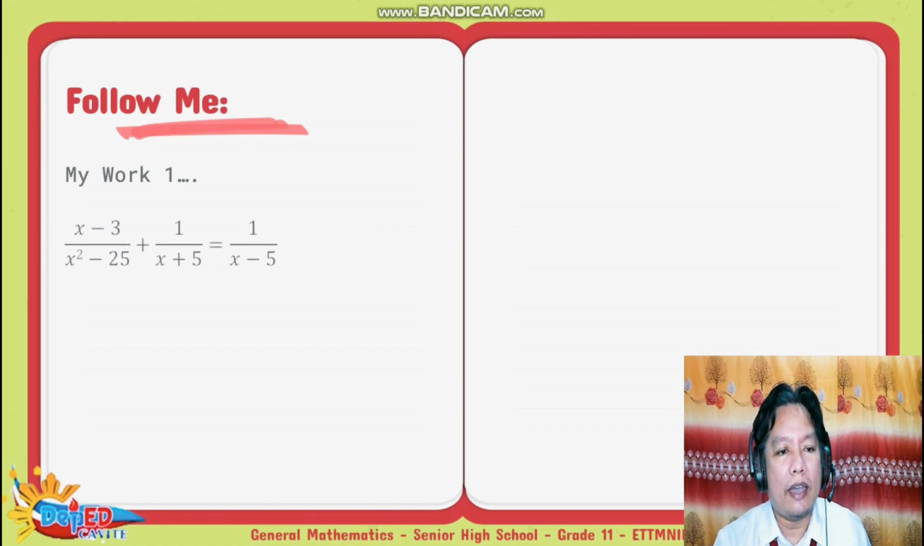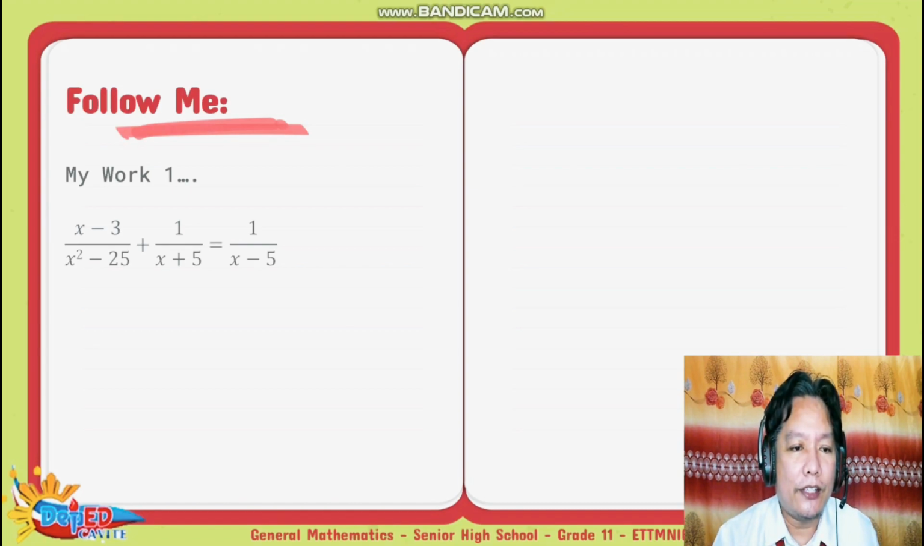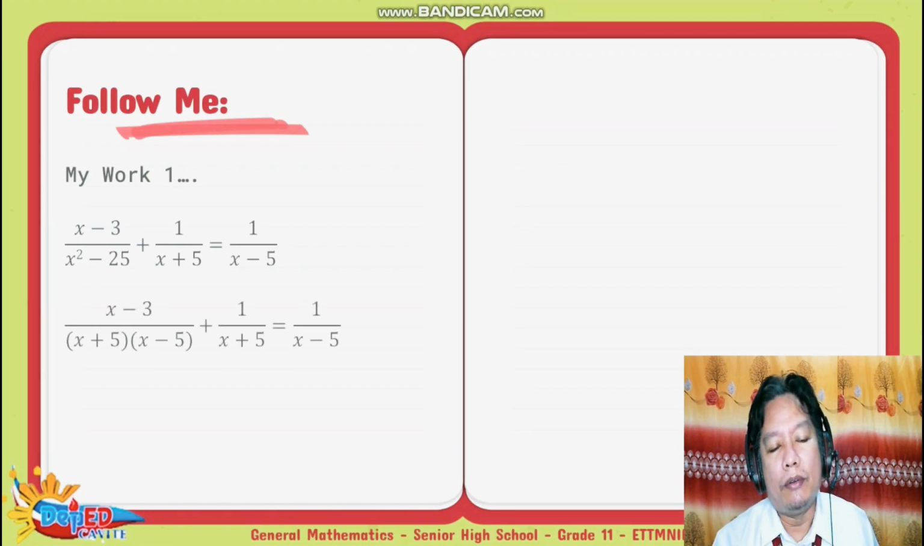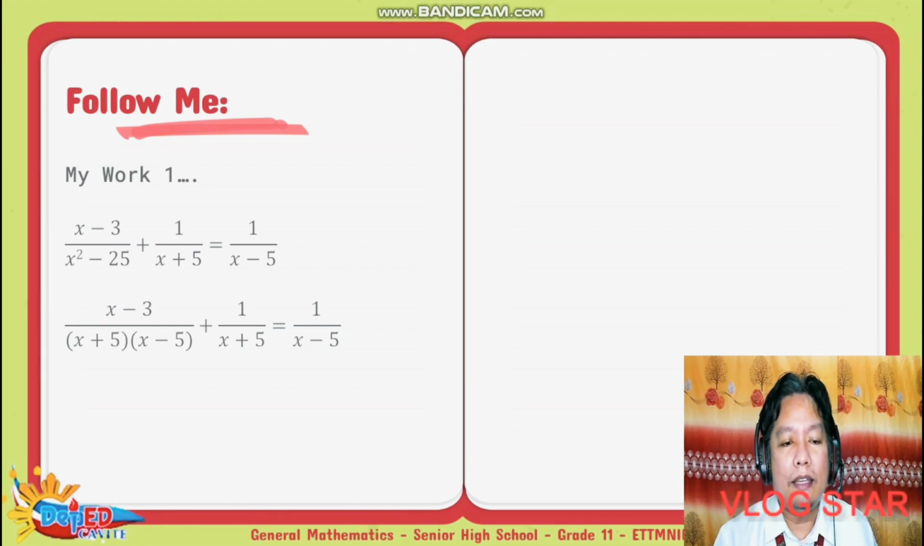Next, we have my work one. x minus 3 over x squared minus 25 plus 1 over x plus 5 equals 1 over x minus 5. Now, the first denominator is x squared minus 25, and that will become x plus 5 and x minus 5. The second denominator is x plus 5, and the third denominator is x minus 5.